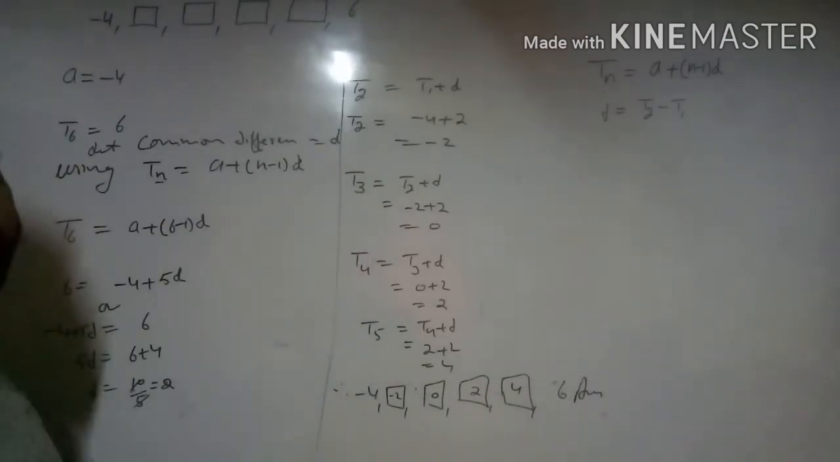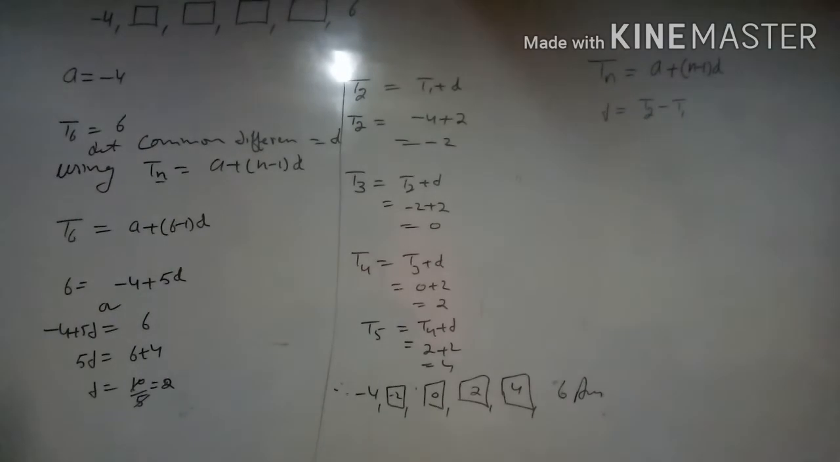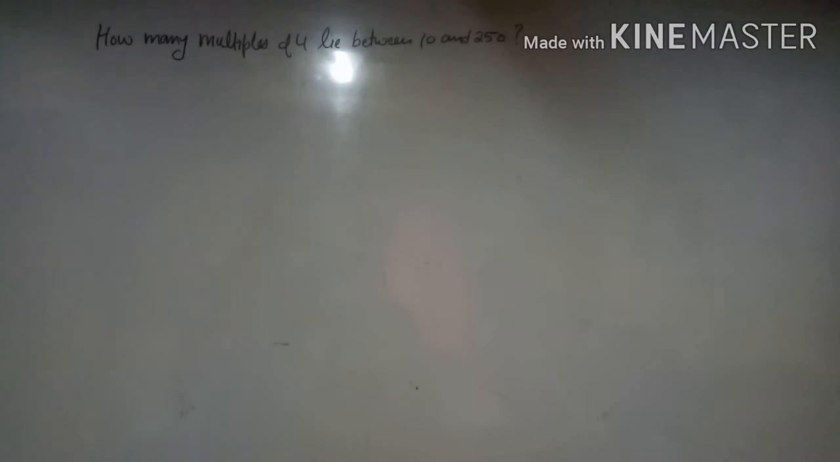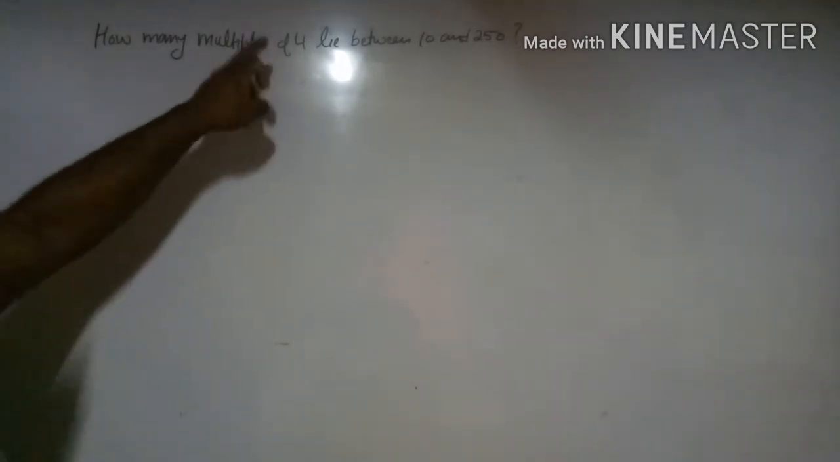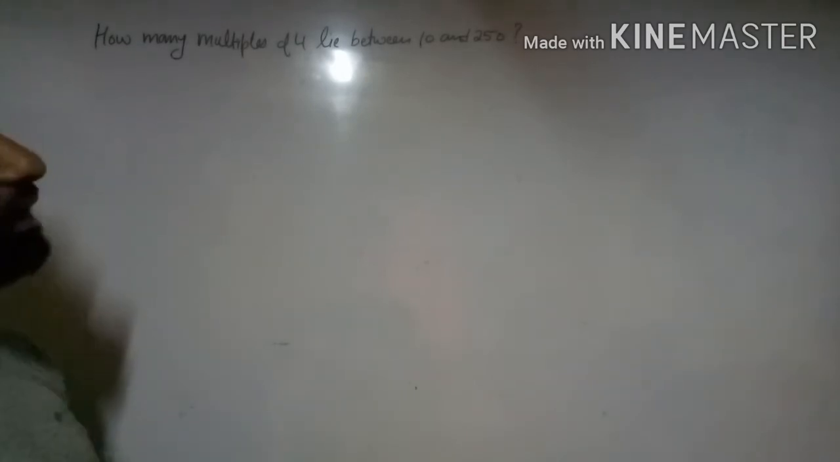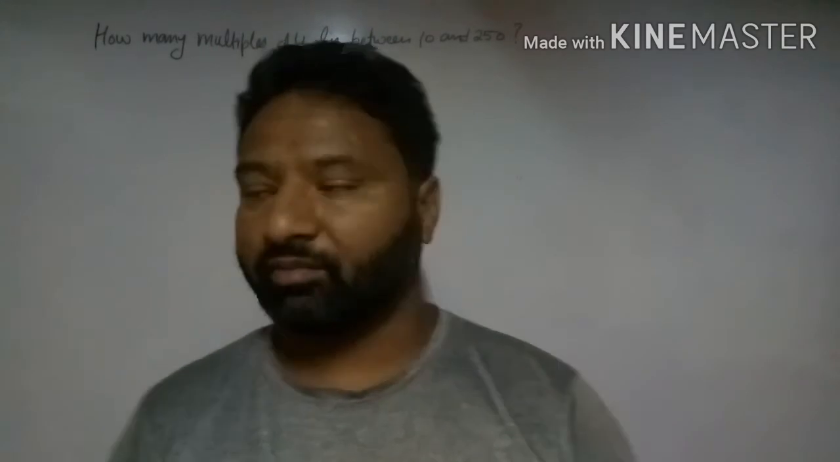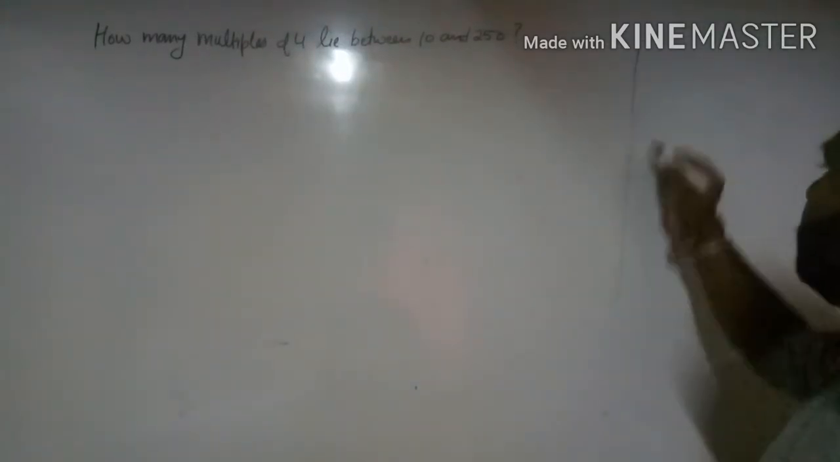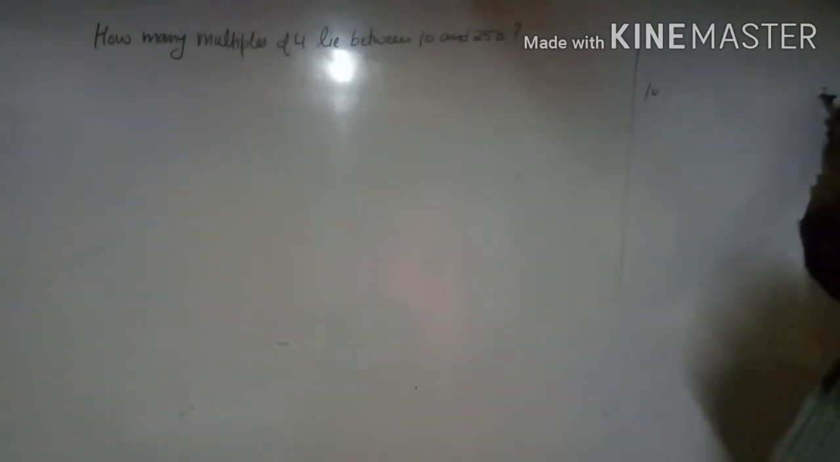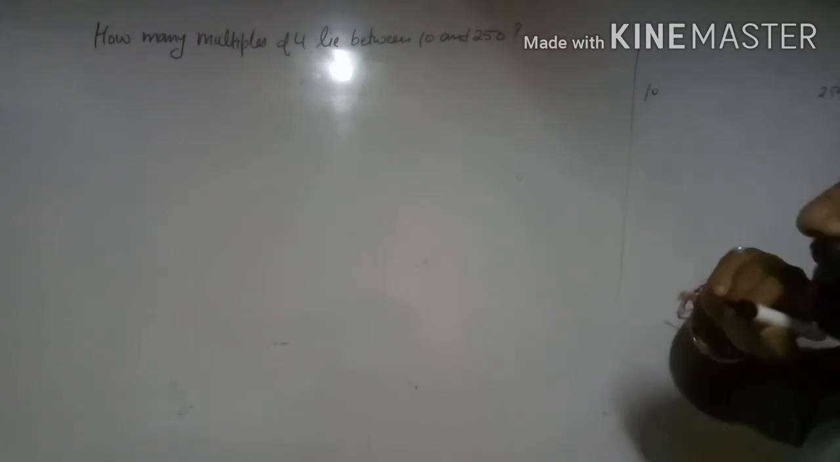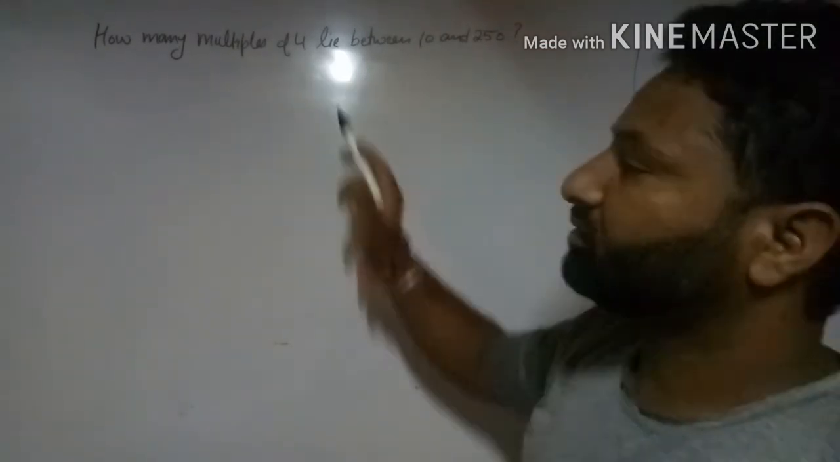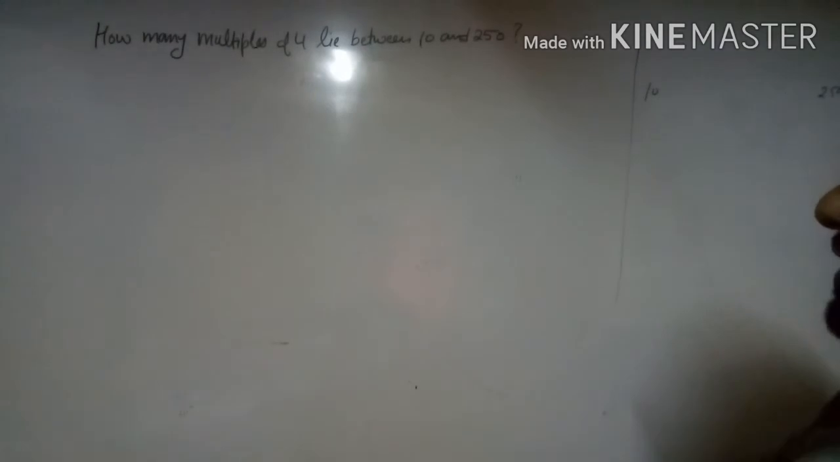In this way we have to solve all the questions of this type in the exercise. The next question I'm going to take is: how many multiples of 4 lie between 10 and 250? We have to find the multiples of 4 from 10 to 250, and here we don't know the number of terms. Multiples of 4 means those numbers which are divisible by 4.